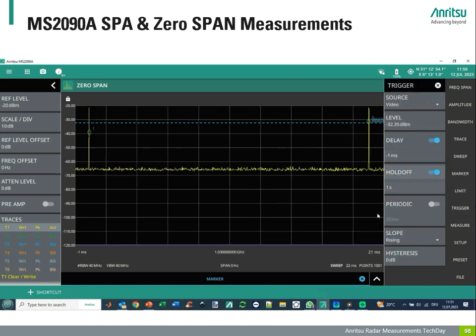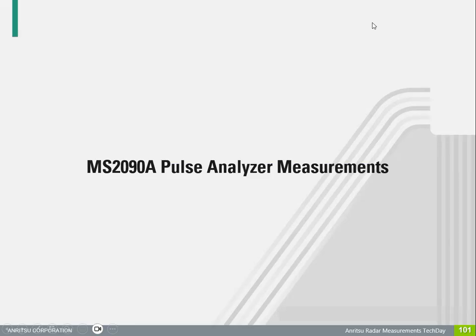By the way, this here is not a live measurement. You have seen here an IQ replay of the original signal via the Anritsu MG3710E vector signal generator. MS-2090A pulse analyzer measurements.